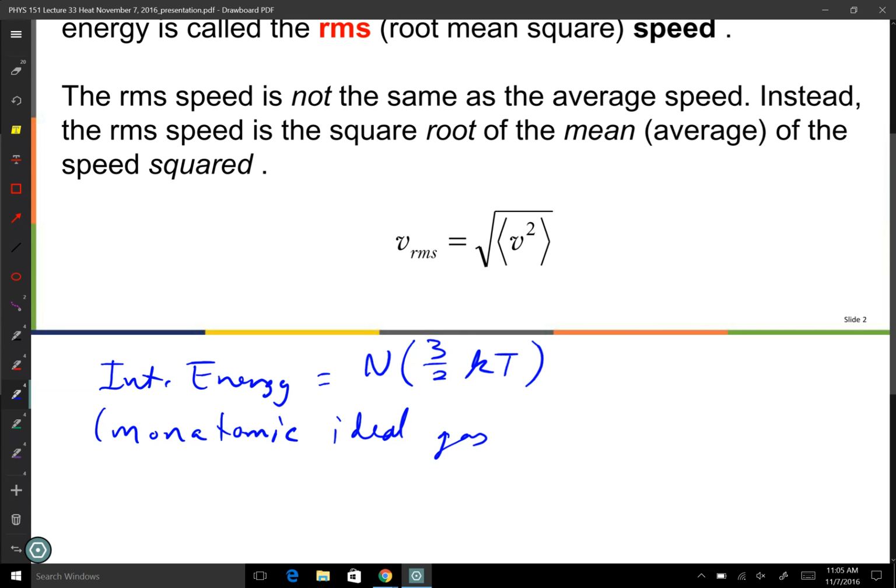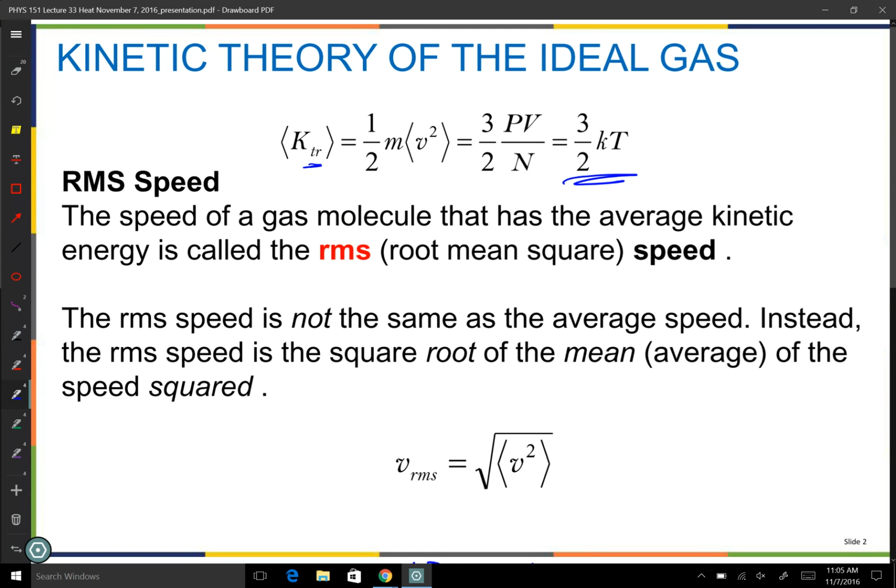But if it's a monatomic ideal gas, I'm also going to have the ideal gas law applicable. And so that's also equal to, NkT is equal to PV, 3/2 PV. So that's an equation we're going to use if it's a monatomic ideal gas. The internal energy is 3/2 NkT, or 3/2 pressure times volume. So we have here kinetic energy, 1/2 mass times speed squared. The average of that is proportional to the temperature.